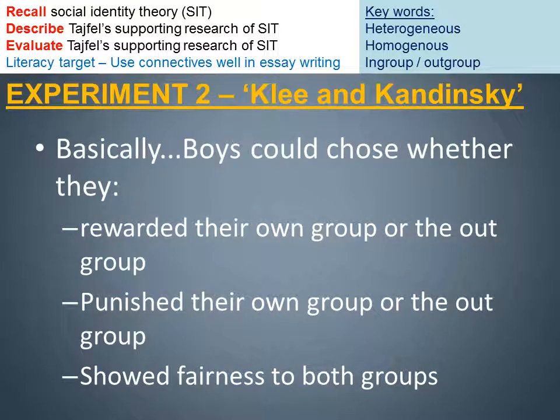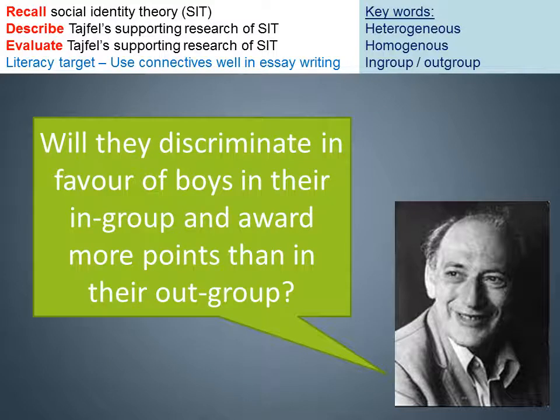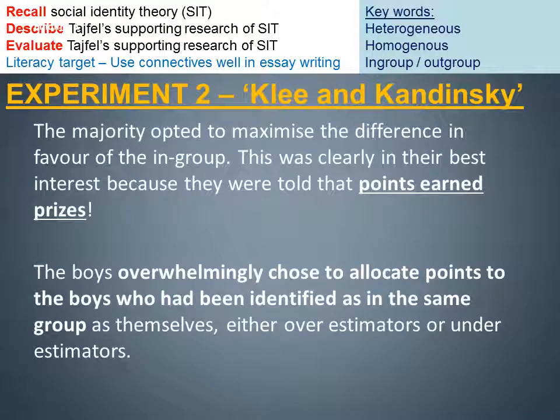Basically, the boys could choose whether they rewarded their own group or the out-group, whether they punished their own group or the out-group, or whether they showed fairness to both groups. Tajfel found that when they wanted to see whether the boys would discriminate in favour of the in-group, it has shown negative out-group bias.